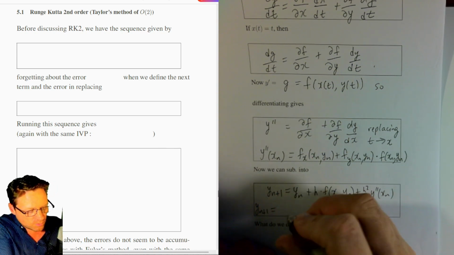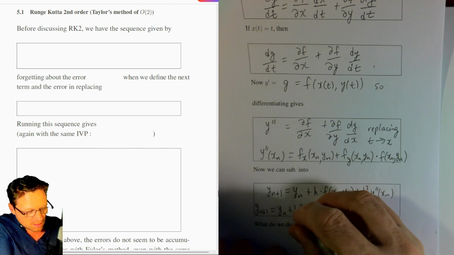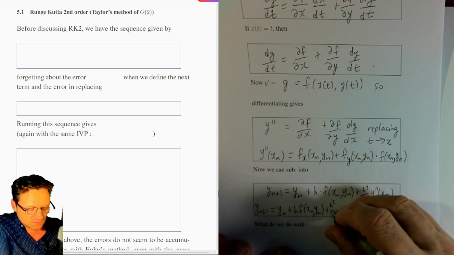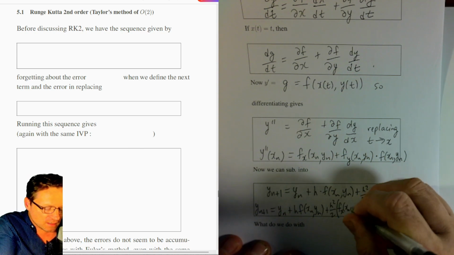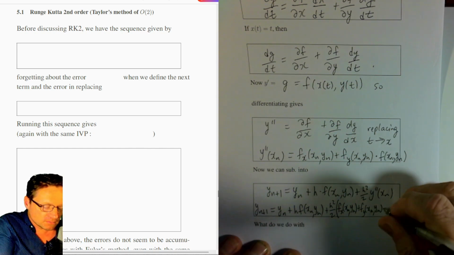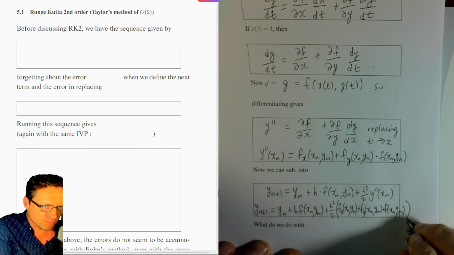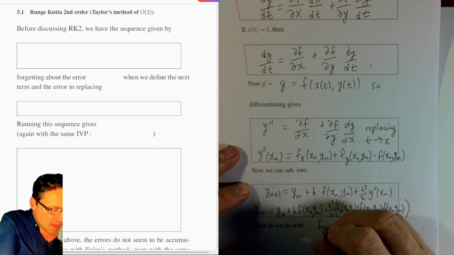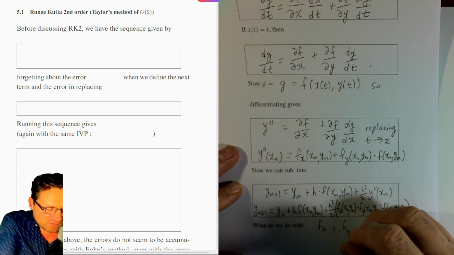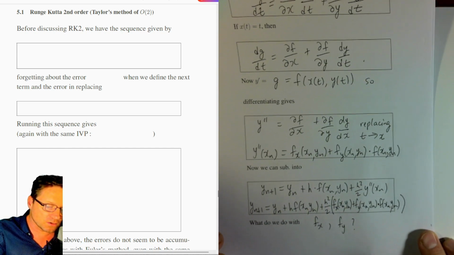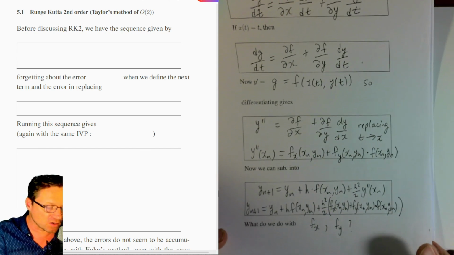y_{n+1} equals y_n plus h f(x_n, y_n) plus h²/2 times the bracket f_x(x_n, y_n) plus f_y(x_n, y_n) multiplied by f(x_n, y_n), and then I end that big bracket there, corresponding to this one. So what do we do with the partial derivatives f_x and f_y in here? What we're going to do with those is consider a tangent plane approximation.